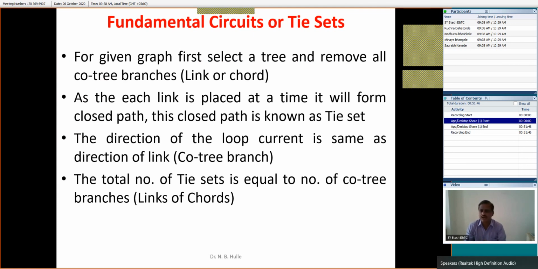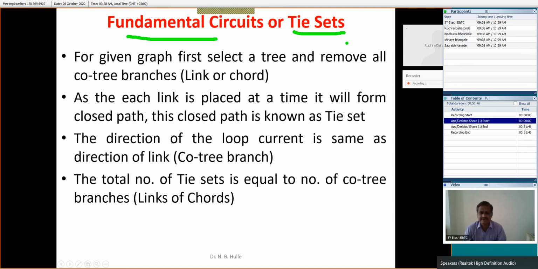Fundamental circuits or tie set. So here in this case, again, this approach for the calculation of the currents is nothing but the fundamental circuits or tie set. This method is very similar to the KVL, that is Kirchhoff's voltage law.